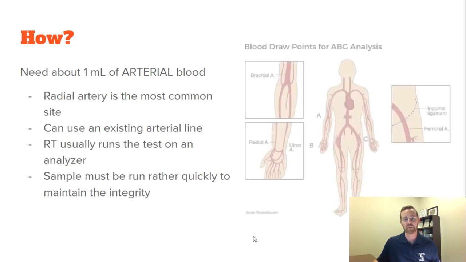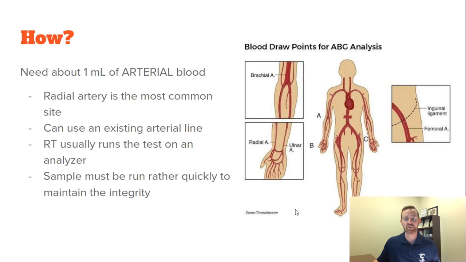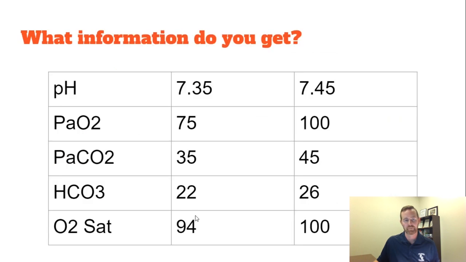All right, so here are potential locations, right? Radial artery is what we usually use. You can draw it from the brachial, or you can draw it from the femoral as well. So any one of those places. We tend to not draw it from the ulnar artery. It's a little bit harder to find and access, so we prefer that radial side.